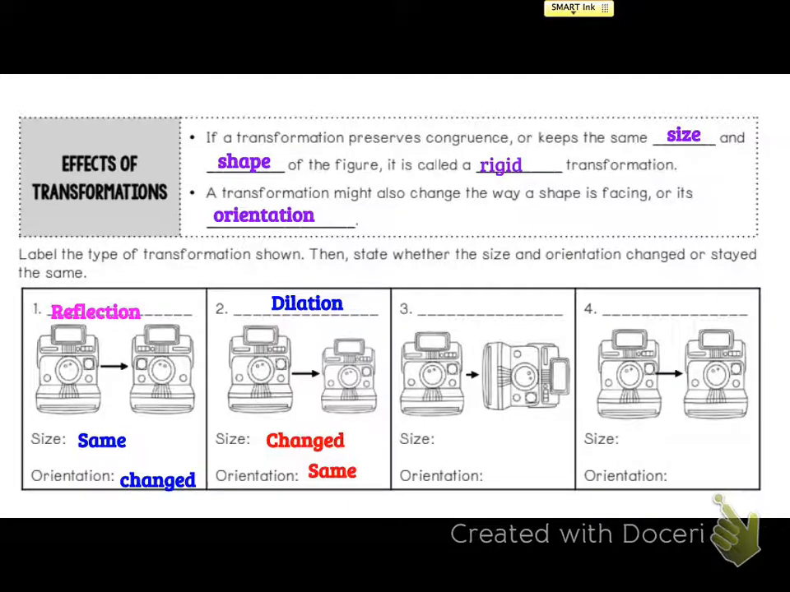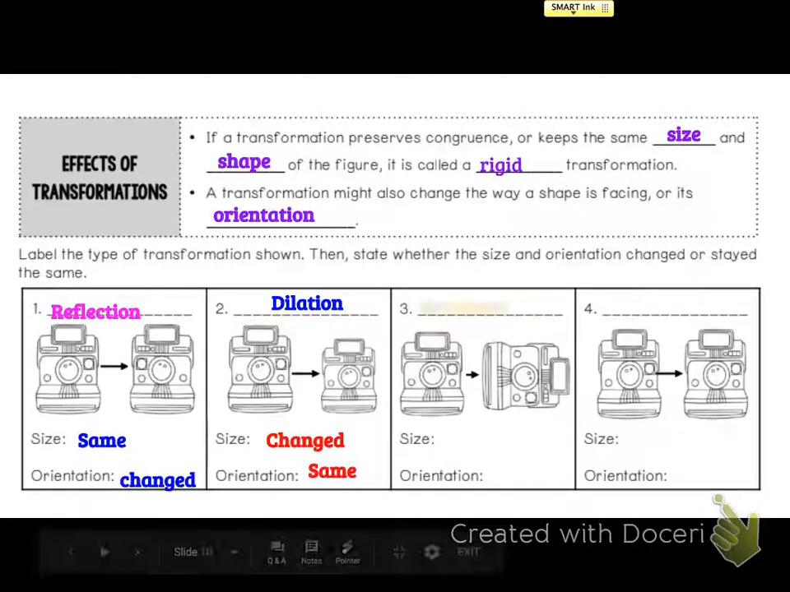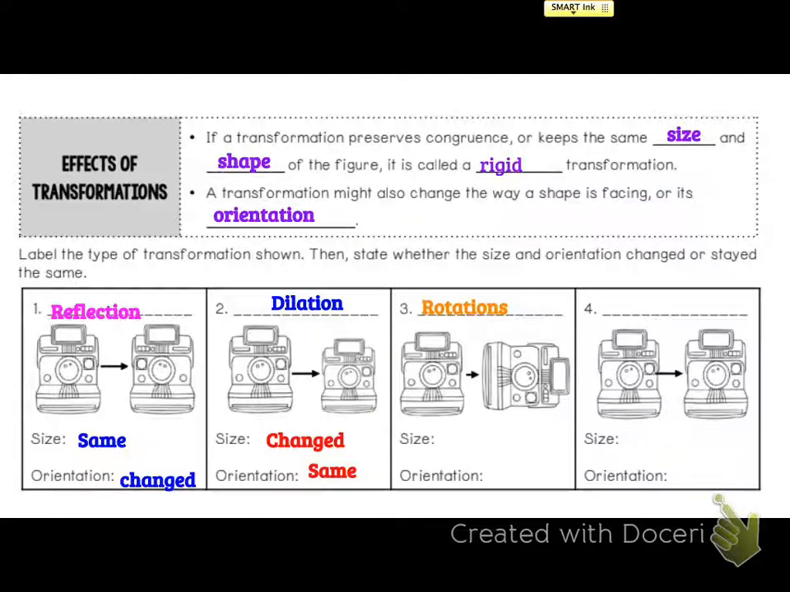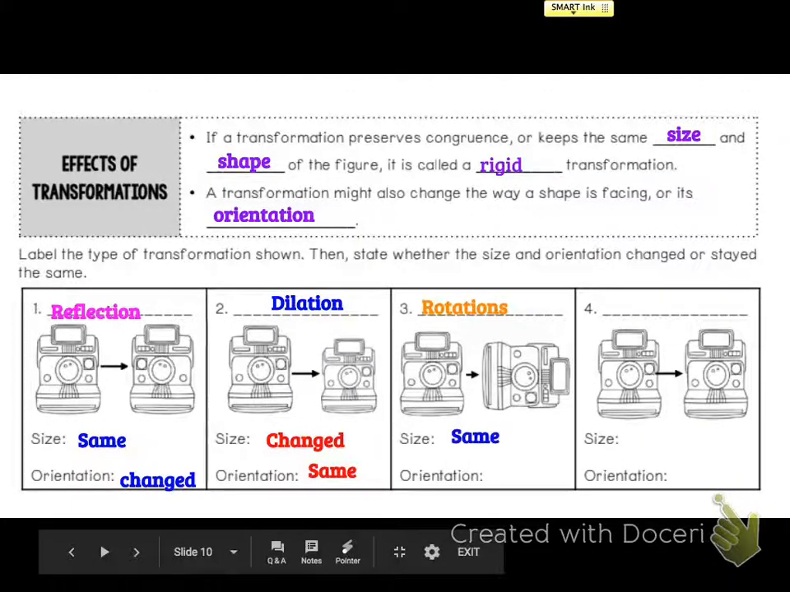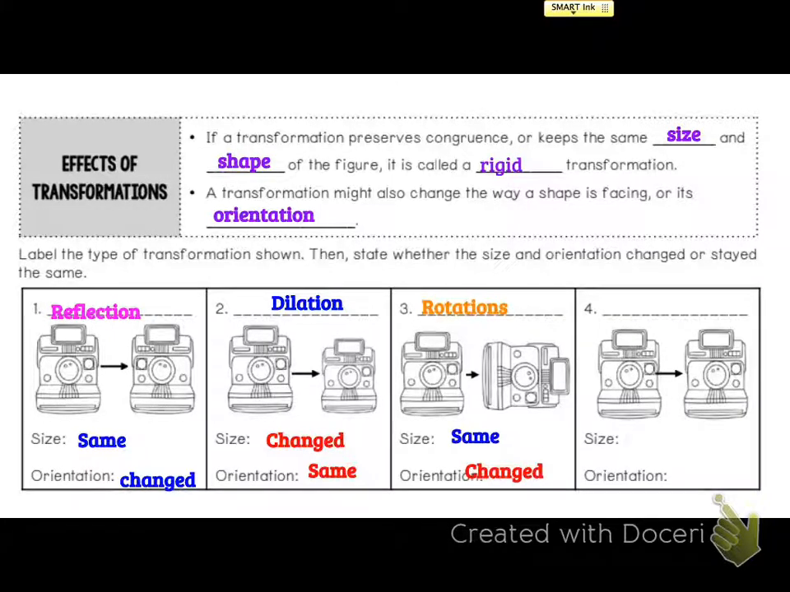So what do we think 3 is? A rotation, yes. And a rotation, did it change sizes? No. Did it change direction? Yes, it changed. So number 4, what do we think 4 is?